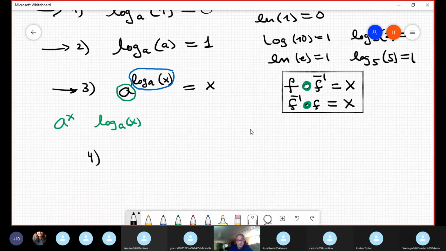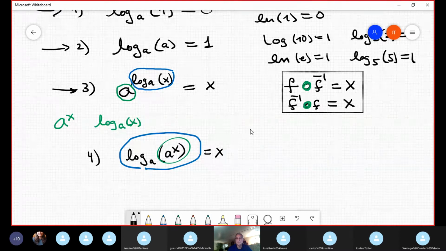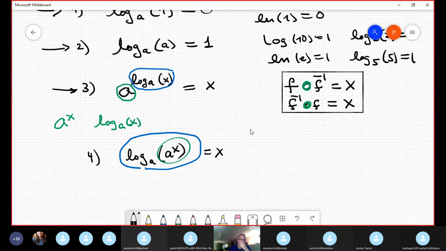Likewise, the fourth property is the opposite, in the opposite direction. You put the logarithm first and the exponential second. In this case, you switch the order: you put the exponential first and the logarithm second. But they cancel each other, and the answer again is identity. When you want to eliminate exponential, you apply logarithm. When you want to eliminate logarithm, you apply exponential.